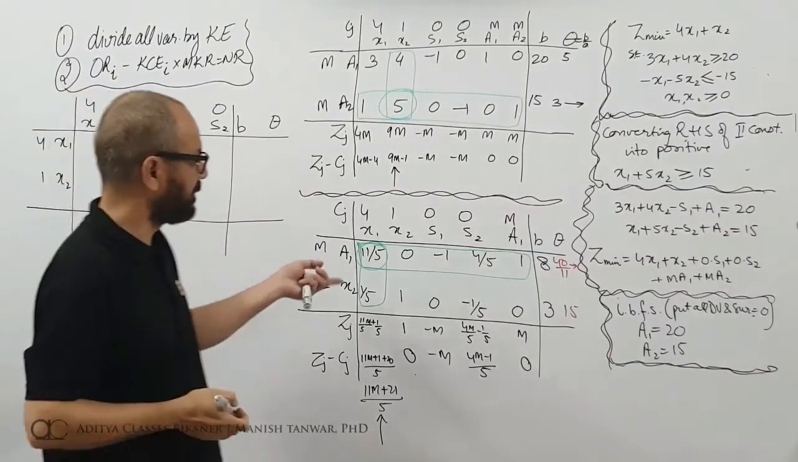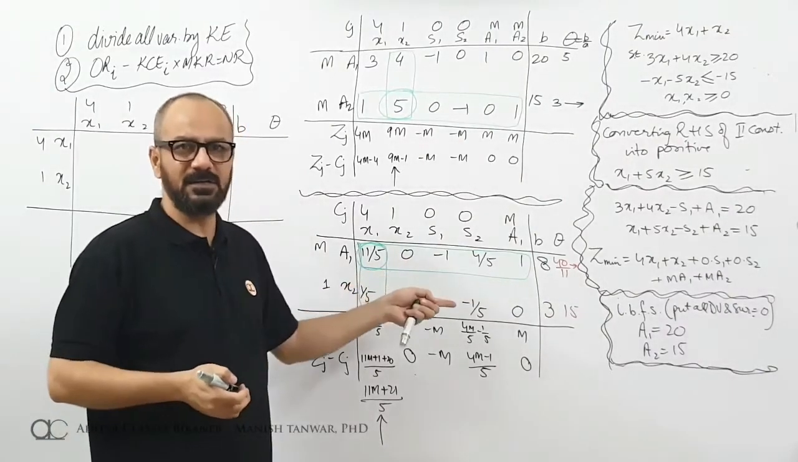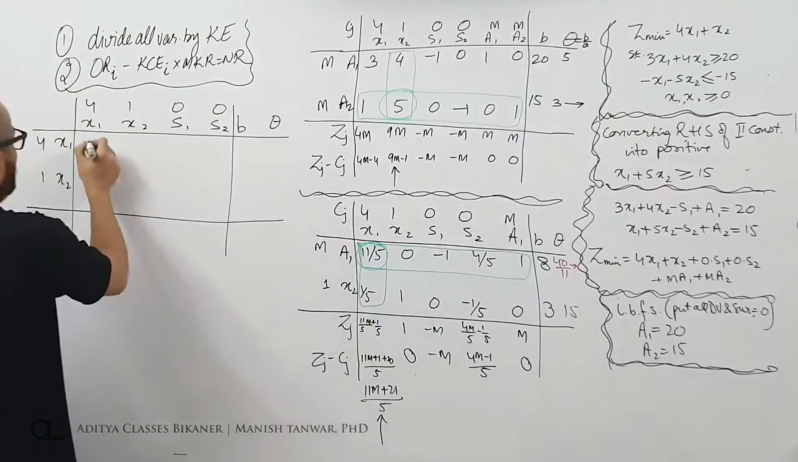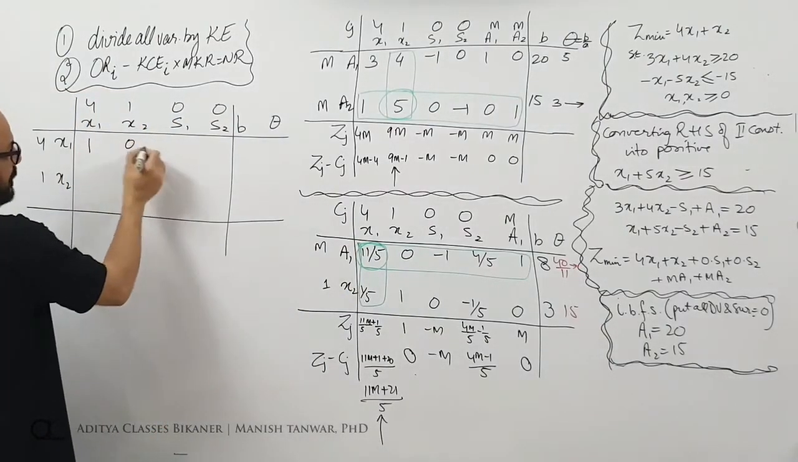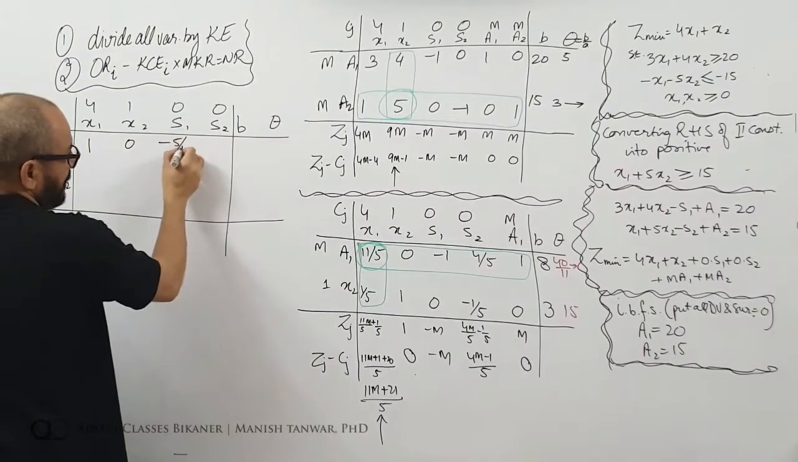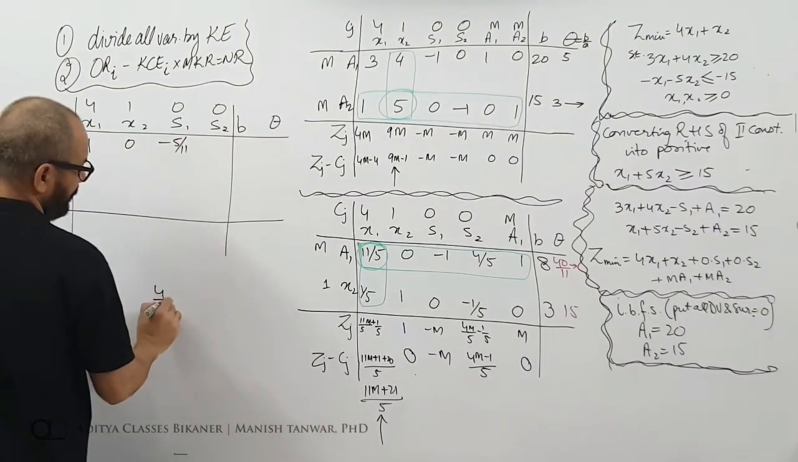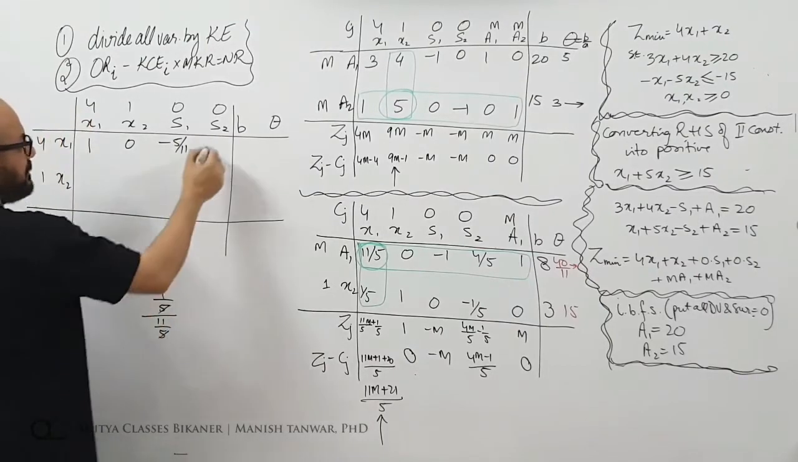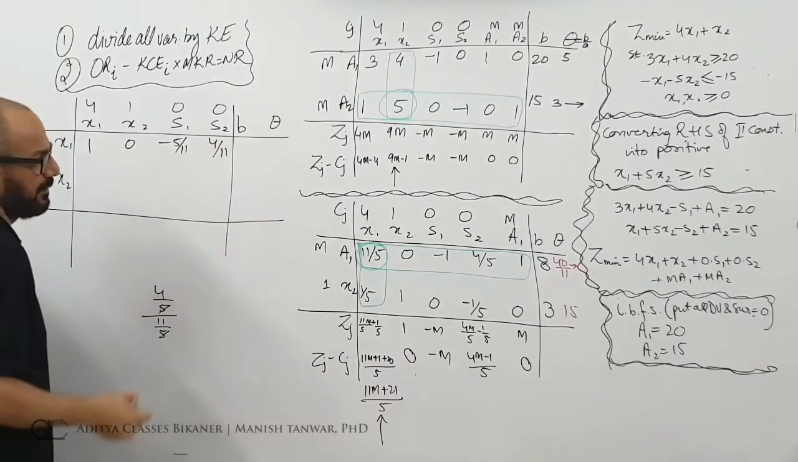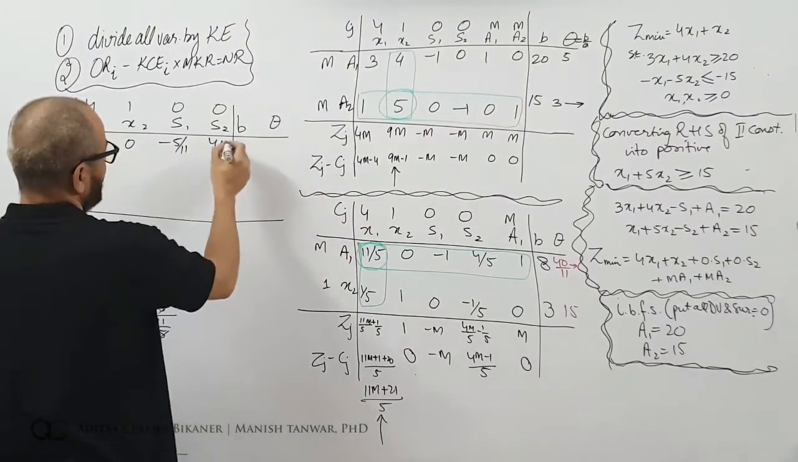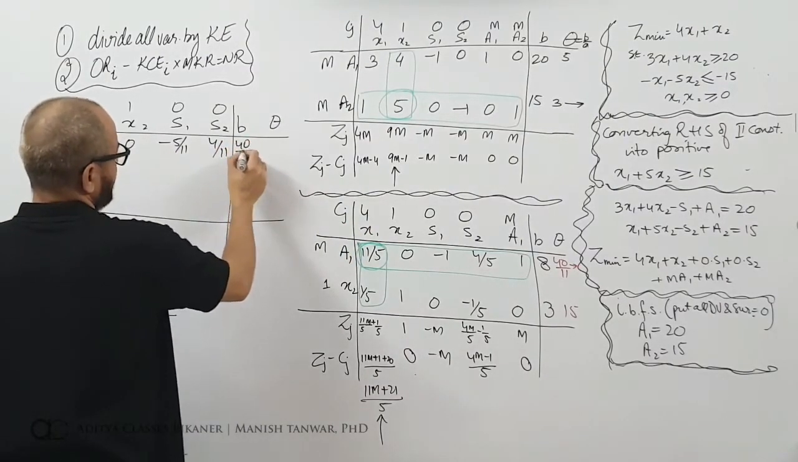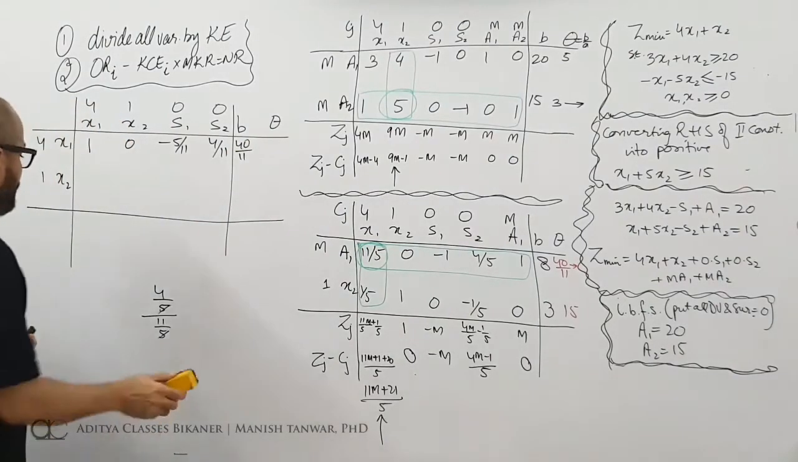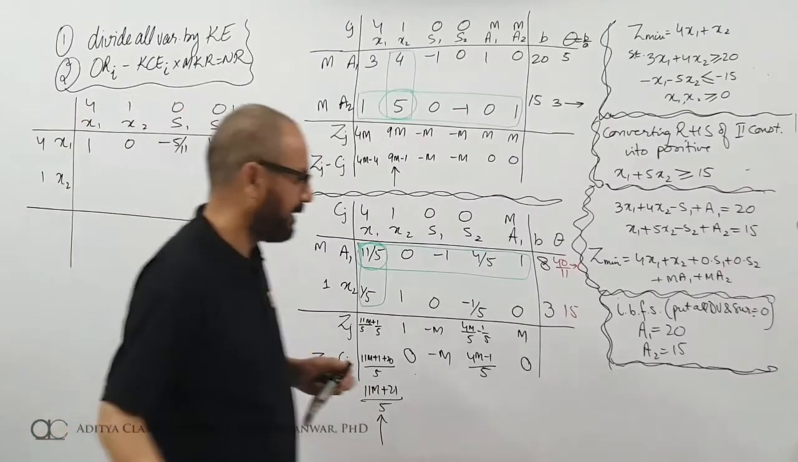Now, let me transfer my key row. The rule for key row is divide all elements by key element. 11 by 5 divided by 11 by 5 would be a 1, 0, minus 5 by 11, 4 by 5 divided by 11 by 5. 5 will cancel out, I will get a 4 by 11. And 8 divided by 11 by 5 would be 40 by 11. So this is what we get.